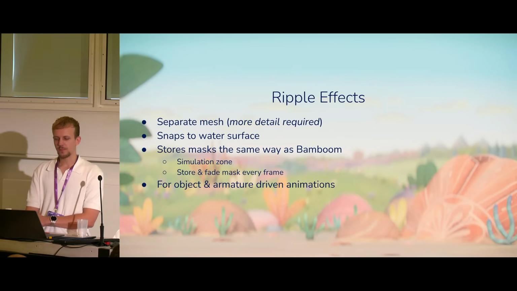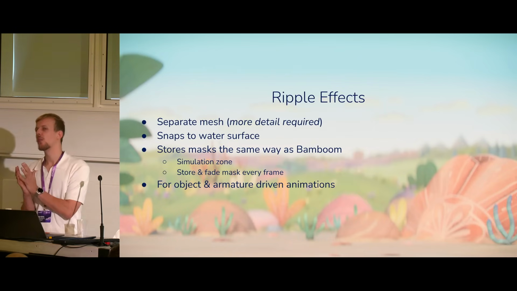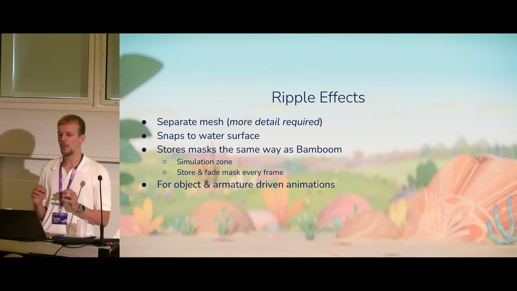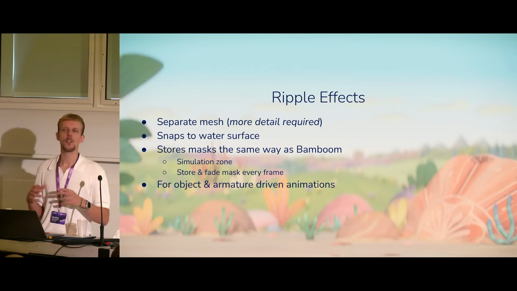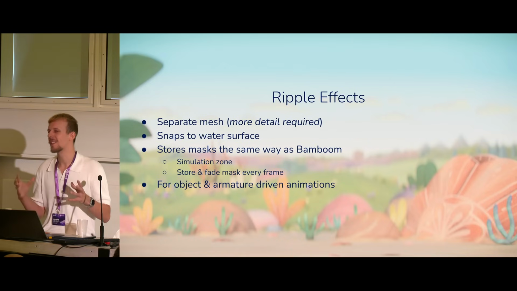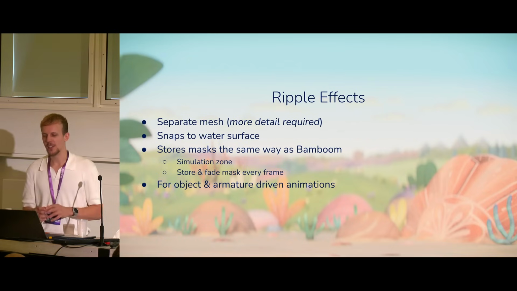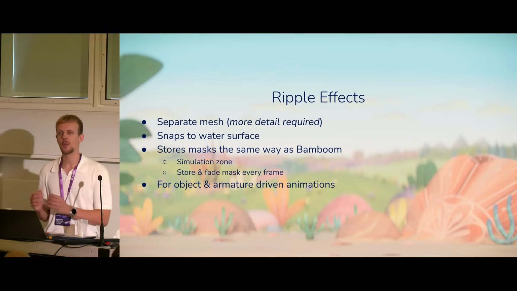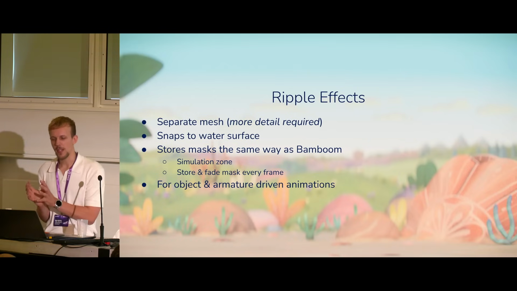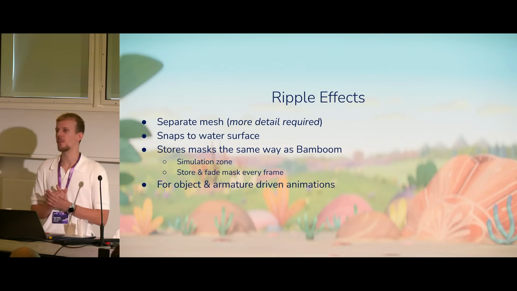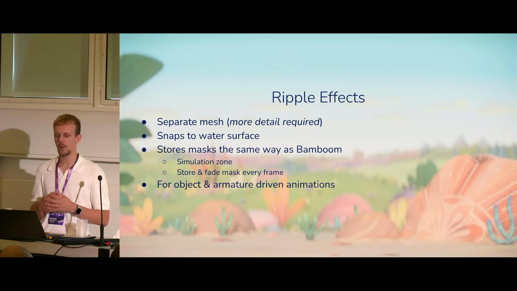So then there's also a separate tool for the ripple effects. Now we have a main mesh for the water, but that's a large mesh and we did not want to give it too much detail. It was very high demanding for the performance. So we created a separate tool that we wanted to overlay on the actual water mesh. So it's a separate mesh that we snap to the water surface, and it stores the masks the same way as Bamboo, right, within a simulation zone with geometry proximity going on.